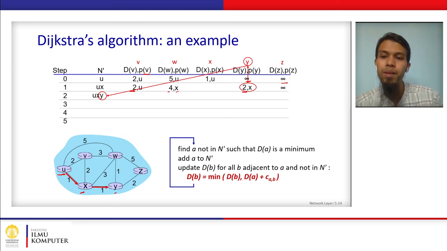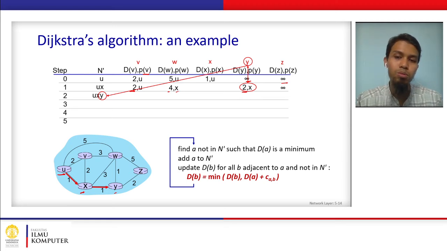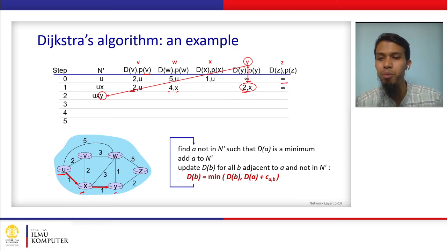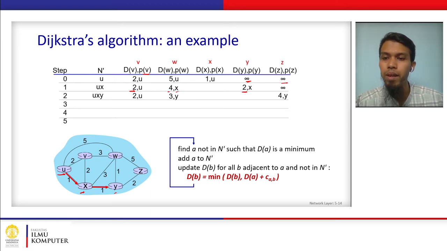Why do we take y first? Because then we'll find another new path to z, from y to z. But if we just take v, we don't get any new path to a new node. So we take y in this case, and then we exclude y in the next step. Again we compute the least cost path from u to v, and this is still the least cost path, so we keep it as it is.